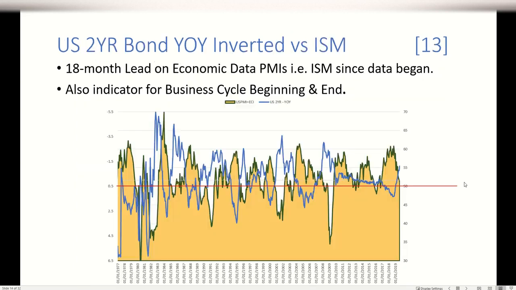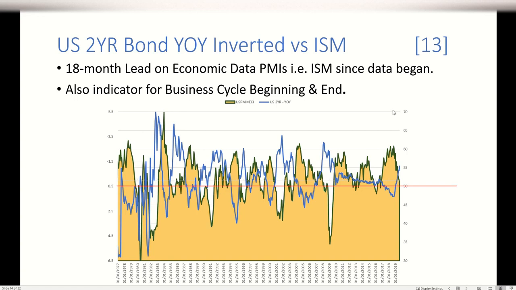So that's that. Now this is where things can get a bit tricky, so do pause the video if you need to spend a bit longer looking at the charts, but I can assure you this is something that will be invaluable for you. The US 2-year bond yield year over year, inverted, versus ISM. So this scale over here is the 2-year bond yield year over year inverted, so positive at the bottom and negative at the top. And over here we have the ISM, and this is going back to 77.